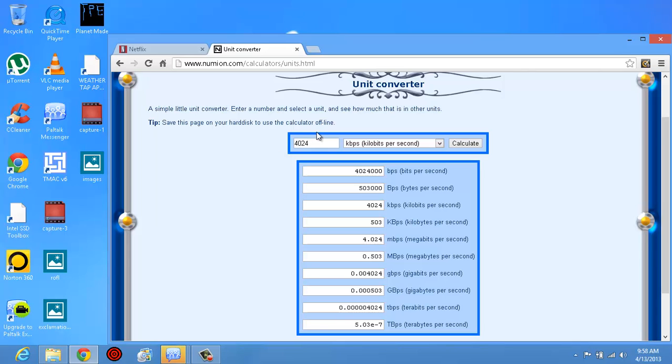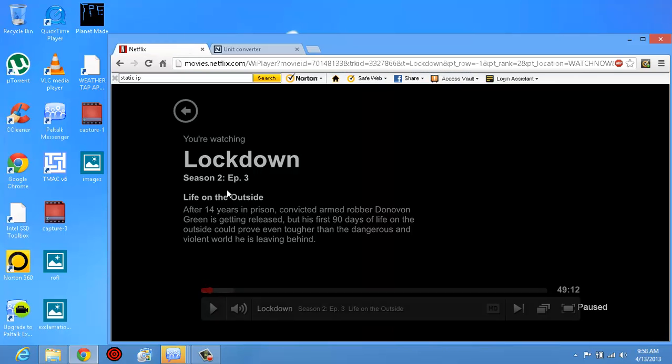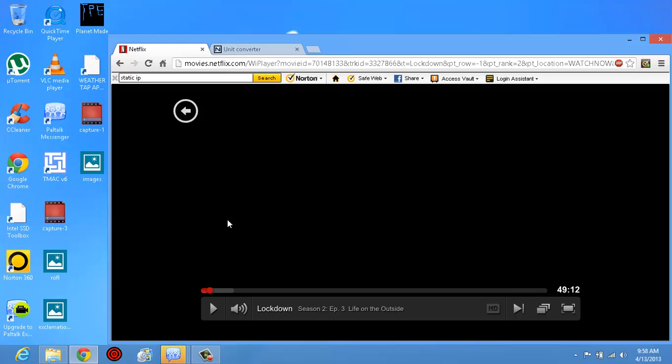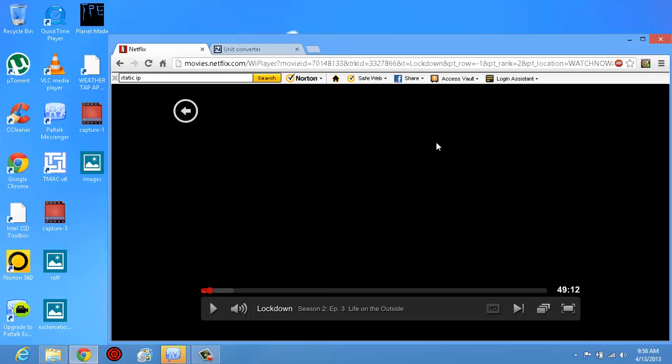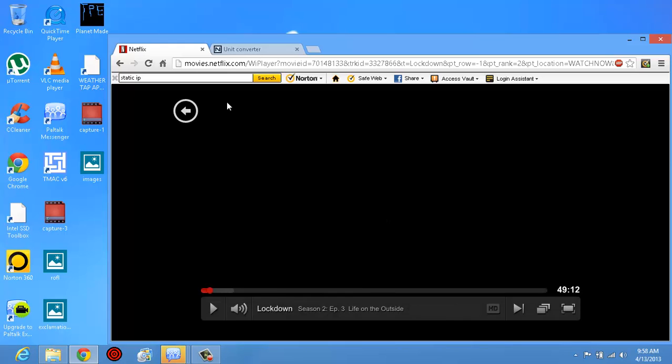But if you want to stream Netflix on a slow connection, such as a wireless 4G connection, you can force it into HD. Control-Alt-Shift-S. Manual selection, put the highest quality, apply, and wait a long time for the video to buffer and load. It could take a long time. If it doesn't work for you, that means your connection is just too slow, or you didn't wait for it to buffer.